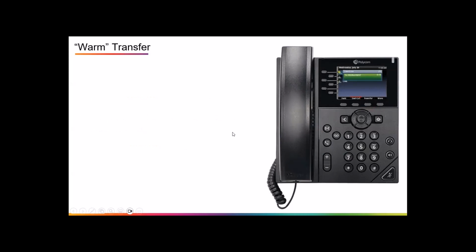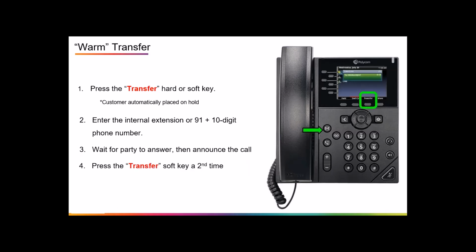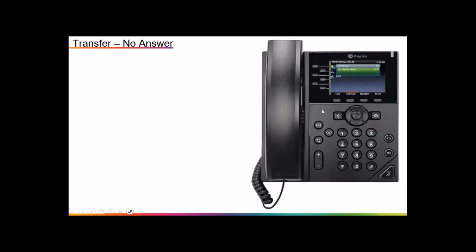Now for warm transfer, so same example, we have an active call on line 1. Press the transfer soft key or transfer button right here. Call is placed on hold. Dial the number or extension. At this time, wait for the other party to answer. Once you have the other party on the phone, announce that you have someone on hold that you're about to transfer. Once they confirm that it's good to transfer, that's the time that you would press the transfer soft key or the transfer button. So that's warm transfer.